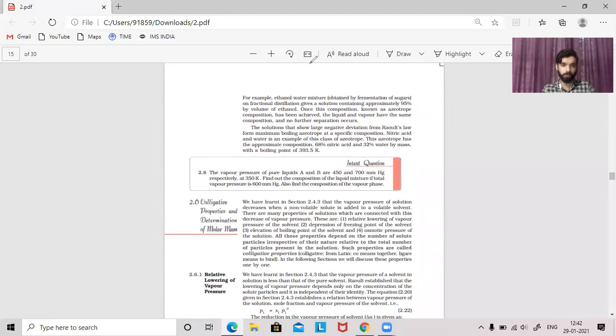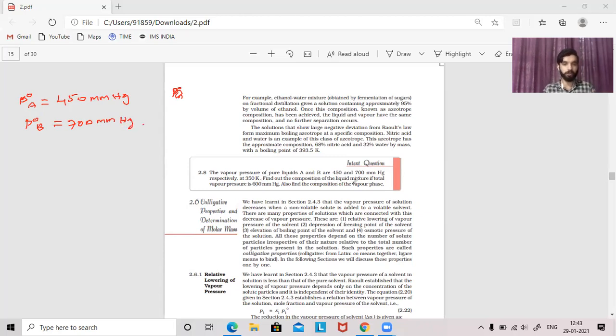Yeah, this is also a question on Raoult's law. Vapor pressure of pure liquid A and B are 450 and 700 mmHg. So P naught A is 450 mmHg, and that for pure B, that is P naught B, is equal to 700 mmHg respectively at 350 Kelvin.